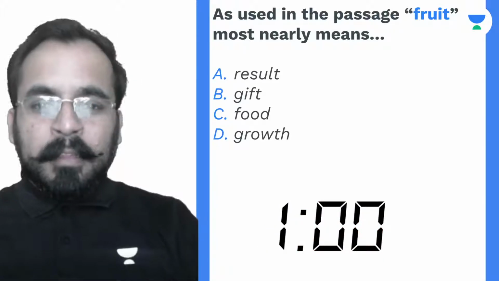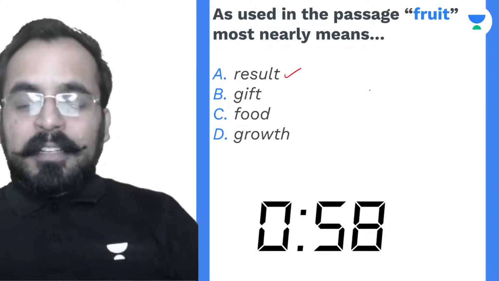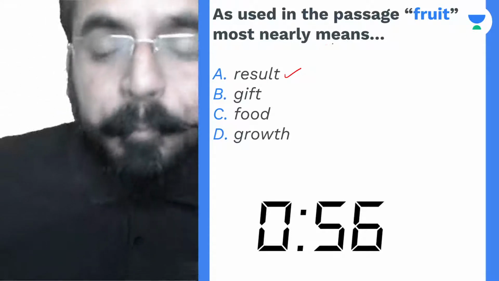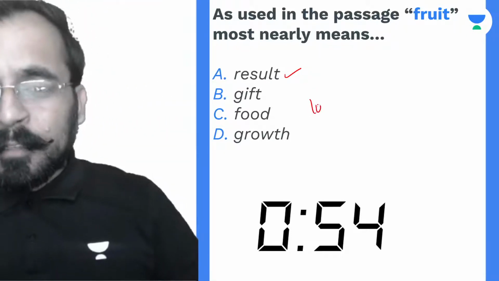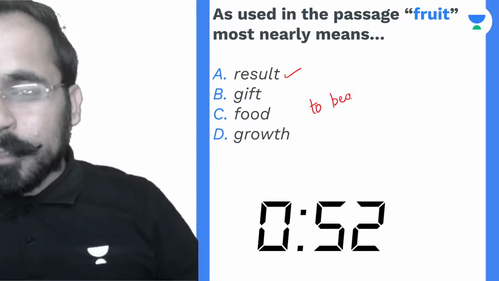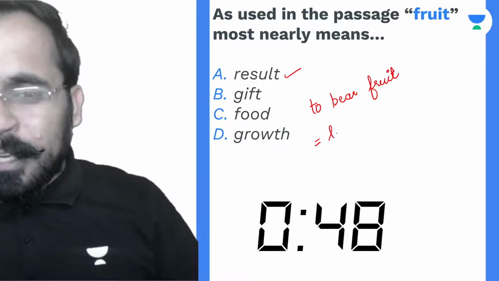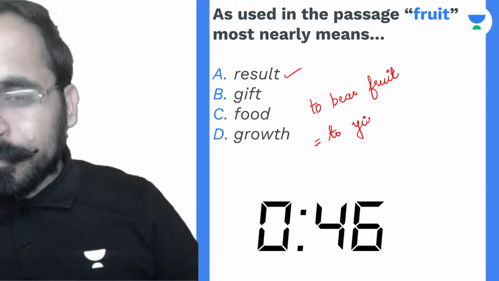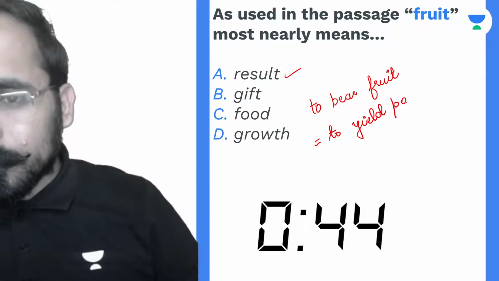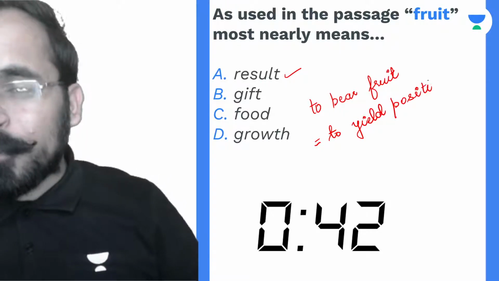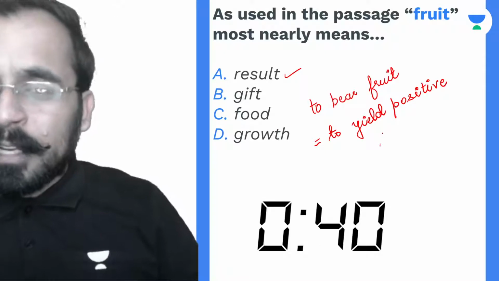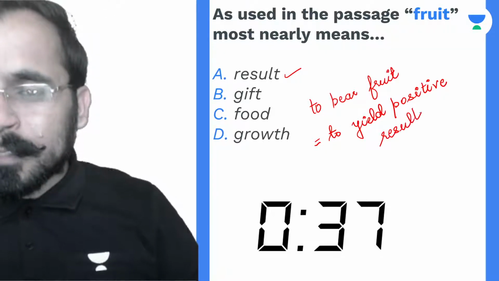Correct. The answer for this is result. For example, there's a prepositional phrase as well, to bear fruit, and that means to yield positive results. When your efforts bear fruit, for example, to yield positive results.